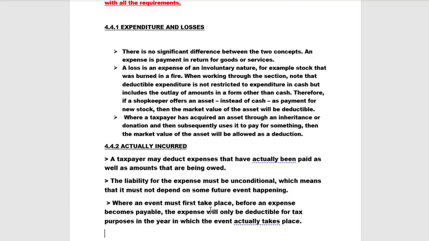Therefore, if a shopkeeper offers an asset instead of cash as payment for new stock, then the market value of the asset will be deductible. So remember, and I have spoken about this, when you are receiving an income in the form of an asset, there should be a market value attached to that asset. This is exactly what they are explaining here. So where a taxpayer has acquired an asset through inheritance or donation, and the subsequent use is to pay something, then the market value of that asset will be allowed as a deduction. Okay. They will tell you how much the market value is.